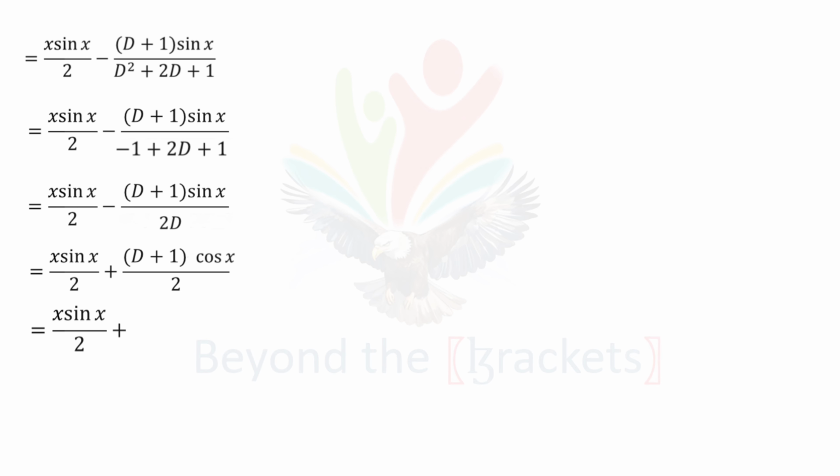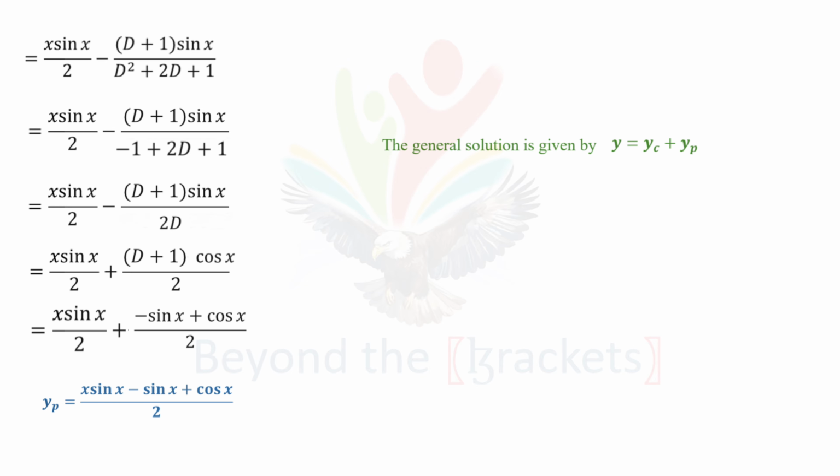Now that the denominator is solved, come to the numerator. Differentiation of cos x will be minus sin x plus 1 into cos x will be cos x. That is the particular integral. The general solution is given by y is equal to yc plus yp. Substitute both the values and that will be the solution for the first question.